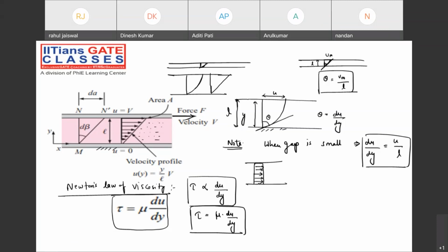When the velocity profile is uniform, then du by dy will be 0. Then the shear stress will be 0. Note down, this type of fluid we call an ideal fluid. Whatever the fluid layer is, we can say that this condition is an ideal fluid. Very important, ideal fluid. An ideal fluid never exists, but we can make the assumption of an ideal fluid in which there is no viscosity.